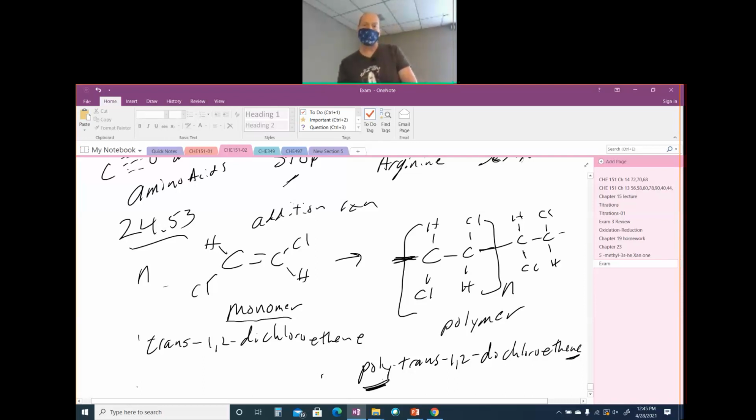All right, and so note that the way you name a polymer is simply to put the word poly in front of the monomer name for your addition polymers. And so your poly trans-1,2-dichloroethene, although it says ethene, there are no double bonds. It just says that is the monomer that we made this polymer from.